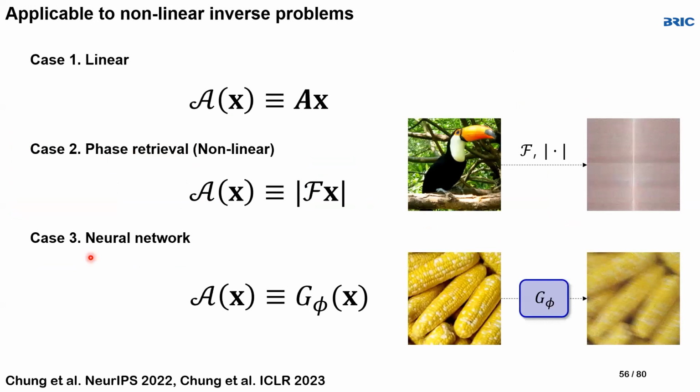Note that the derived method always works when we can compute backpropagation, and this is the only condition. Hence, we can solve nonlinear inverse problems that are much beyond simple linear inverse problems. And here we list two additional cases that are applicable in our case. Case 2 considers phase retrieval, where the forward measurement model involves taking the Fourier modulus. Even further, we can take our forward model to be another neural network parameterized with phi, and we can use this in our framework as we can compute backpropagation through this neural network G.